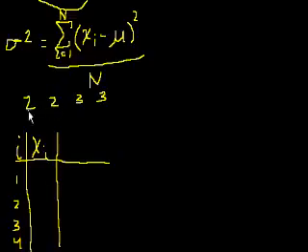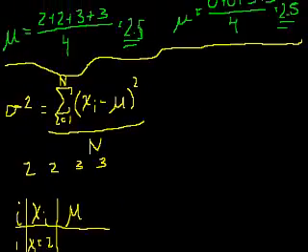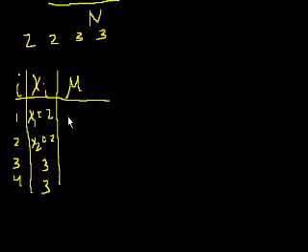But anyway, x sub 1 is equal to 2. x sub 2 is equal to 2. x sub 3 is equal to 3. I'll stop writing this equal thing. x sub 4 is equal to 3. Right? What's the mean? Well, we figured out the mean up here. We just took these numbers and added them and divided by 4. The mean is 2.5.